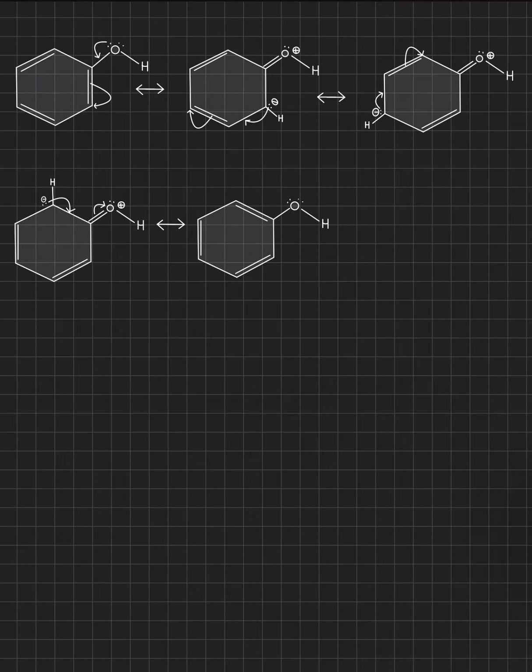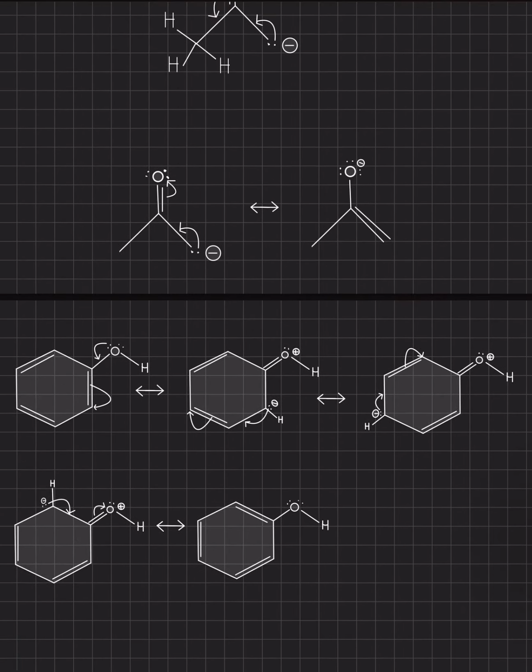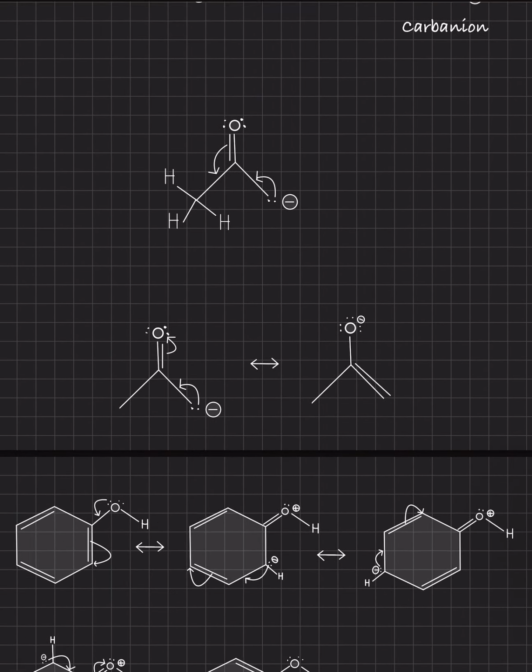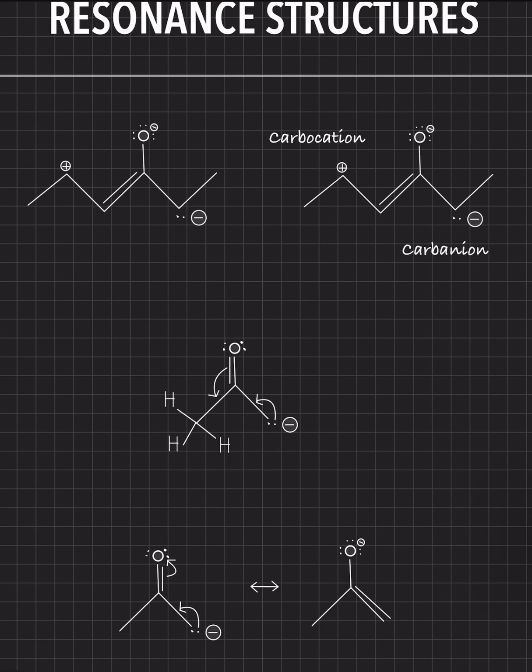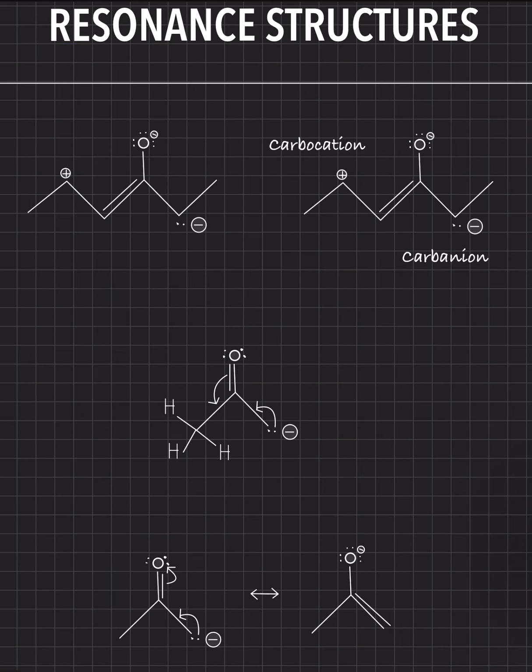So, let's recap. What did we talk about? 1, be mindful of what you're forming. When you do resonance, you can form a carbocation, you can form a carbanion, you can give oxygen a positive charge, you could give oxygen a negative charge by moving the electrons. So be mindful of your charges and writing them down, because you will get points taken off if you don't write them down.